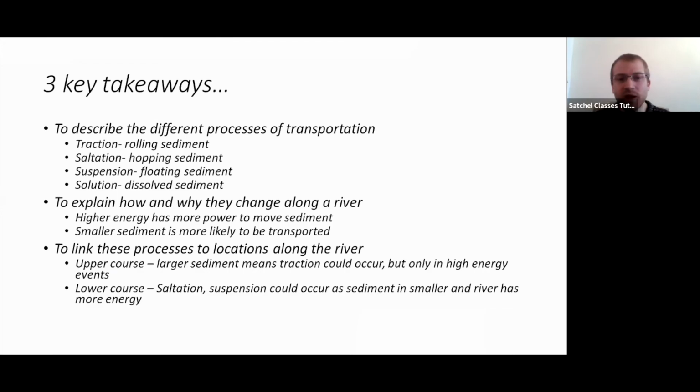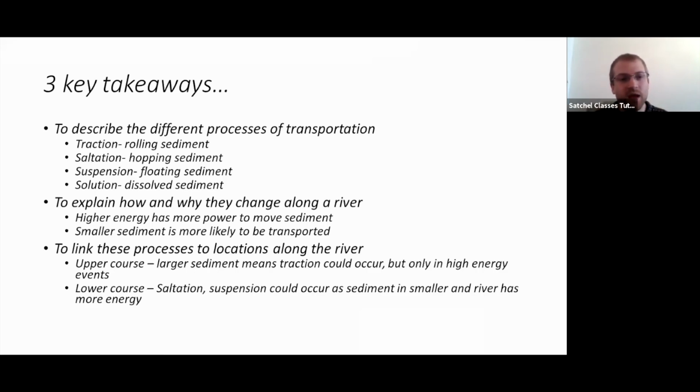Then we need to explain how and why they change along a river. So higher energy has more power to move sediment. So in the lower course, we're going to find more transportation taking place, and also smaller sediment because it would have been eroded down or broken down to a smaller size by the lower course. Smaller sediment is more likely to be transported, and it's finer in the lower course. In the upper course, it's still large, hasn't been eroded down yet, so there'll be less transportation in the upper course.